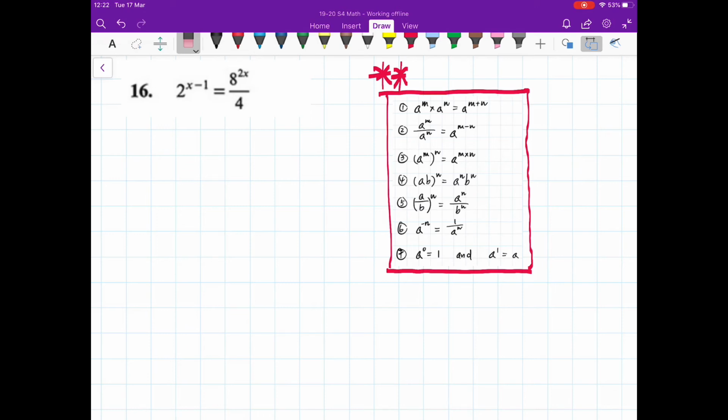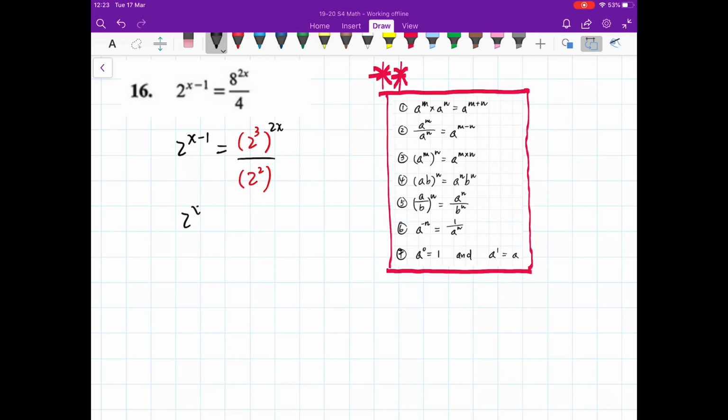So let's take a look at question 16. So in this question, there are three numbers, 2, 8, and 4. So how can we change these three numbers into a common base? The answer is we can change all these numbers into a common base of 2. So for the left hand side, we don't have to change anything, 2 to the power x minus 1. As for the right hand side, 8 can change into 2 to the power 3, and for 4, we can change it into 2 to the power 2. And don't forget the 2x.